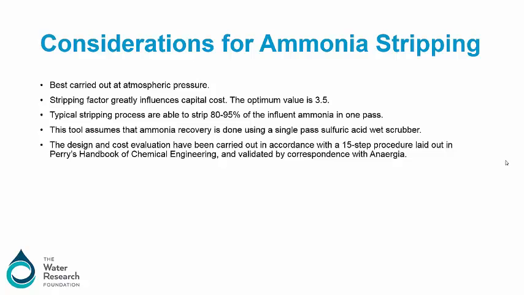Typical stripping processes are able to strip 80 to 95% of the influent ammonia in one pass. The target percent removal of ammonia can be customized and affects tower height and air requirements. This tool assumes that ammonia recovery is done using a single-pass sulfuric acid wet scrubber, which has been designed using the same procedure as the stripping column. The design and cost evaluation have been carried out in accordance with a 15-step procedure laid out in Perry's Handbook of Chemical Engineering and validated by correspondence with Energia.